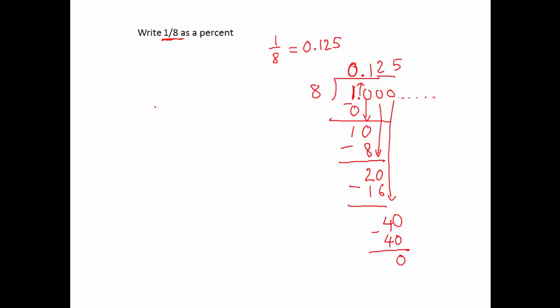0.125. Now 0.125 is the same thing as 1 over 8. If you want to convert a decimal to percent, the way that we do this is we move the decimal point by 2 places. 1, 2. So here, 12.5%. So move 2 decimal places of the decimal number to get to a percent. Okay.